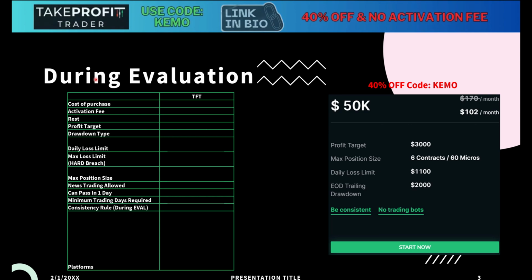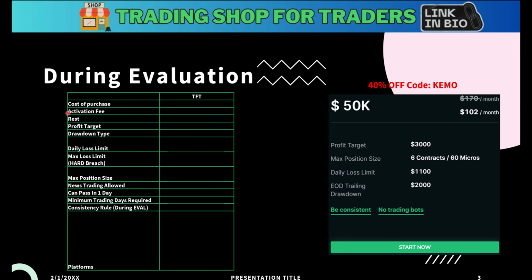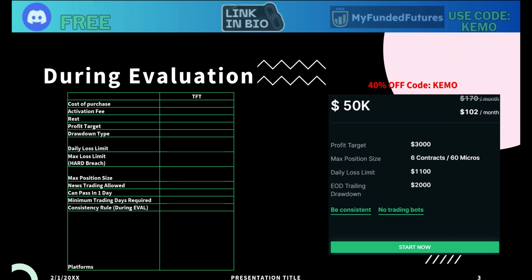Okay, so I want to talk about the 50k account, what is the cost of purchase, activation fee, reset, and all of these rules. So let's go ahead and get started.